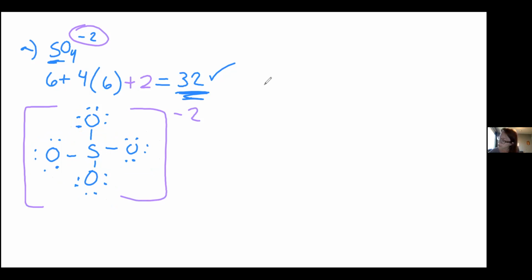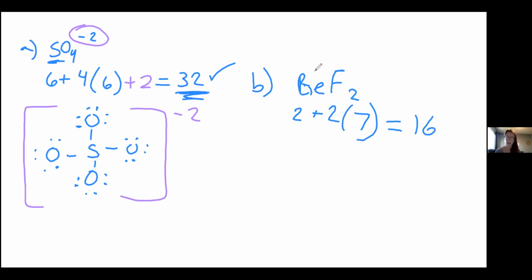Going on to B. We are looking at BeF2, counting up our total electrons. Beryllium is in the 2nd column, so it has 2 valence electrons. Then we have 2 fluorines. They're in the 7th, the 2nd to last column. So they have 7 valence electrons each. That would give us 16 electrons for our picture.